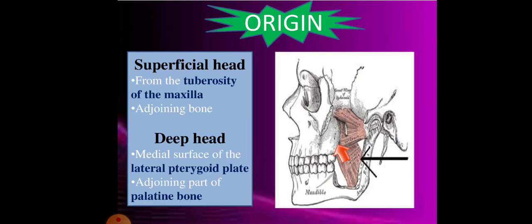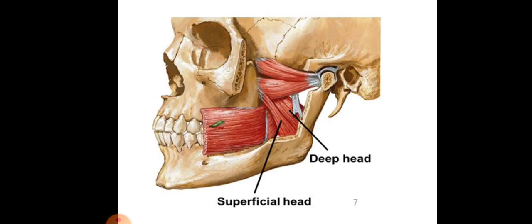The superficial head arises from the tuberosity of the maxilla and the adjoining bone. The red arrow over here is marking the tuberosity of the maxilla, which is giving origin to the superficial head of the medial pterygoid. And the deep head arises from the medial surface of the lateral pterygoid plate and the adjoining part of the palatine bone. So this is the deep head of the medial pterygoid and the superficial head of the medial pterygoid.